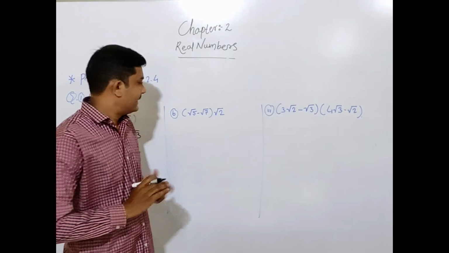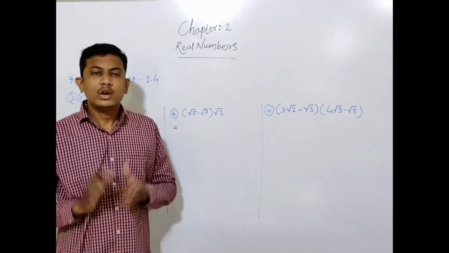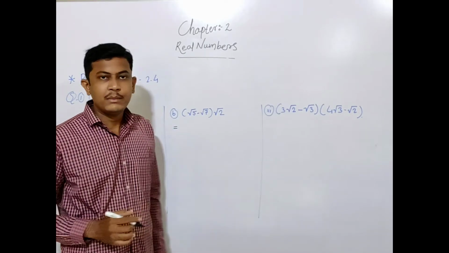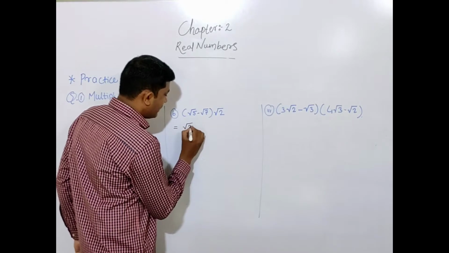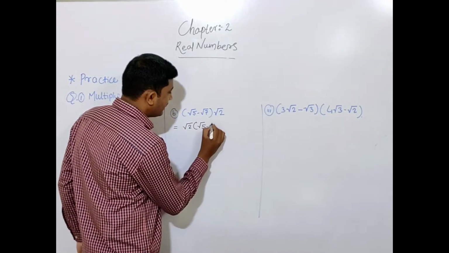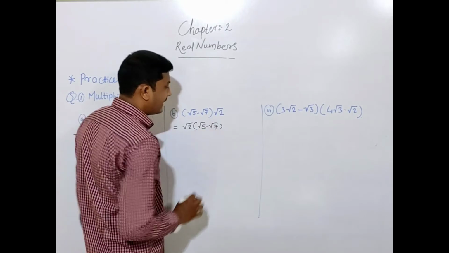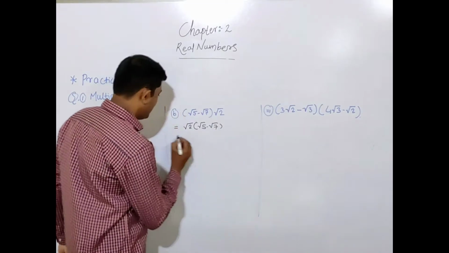Now we have to see the second example. Multiplication is commutative, that is simply a multiplied by b is b multiplied by a. So what we can do here? Root of 2 multiplied by root of 5 minus root of 7. As multiplication is also commutative, we have to distribute.